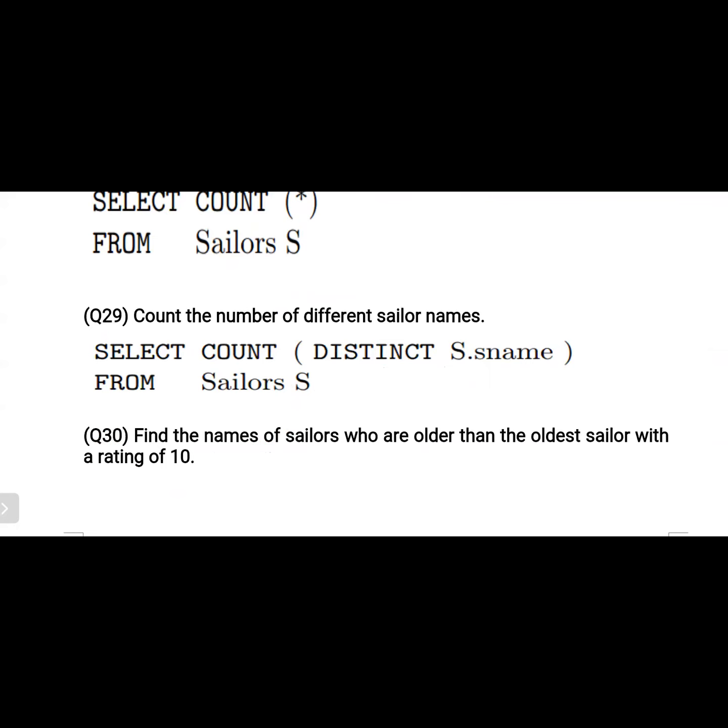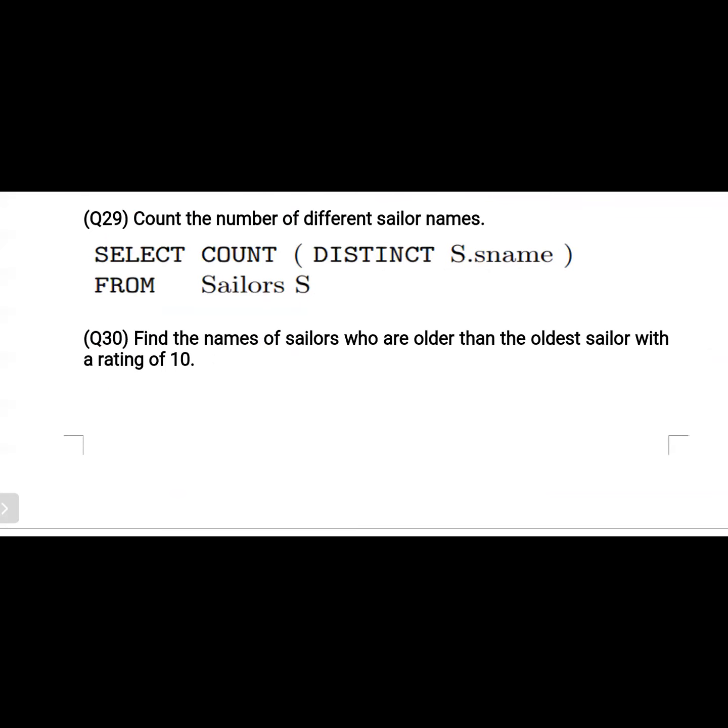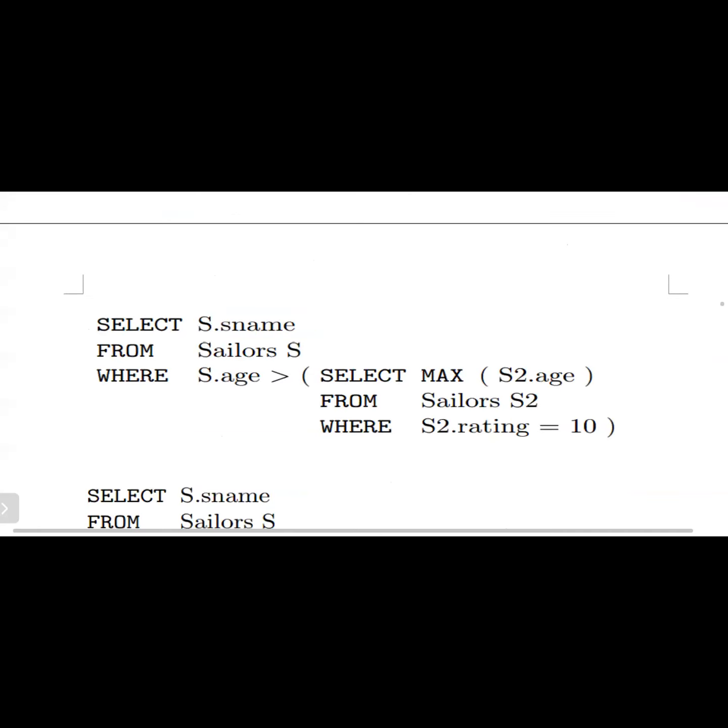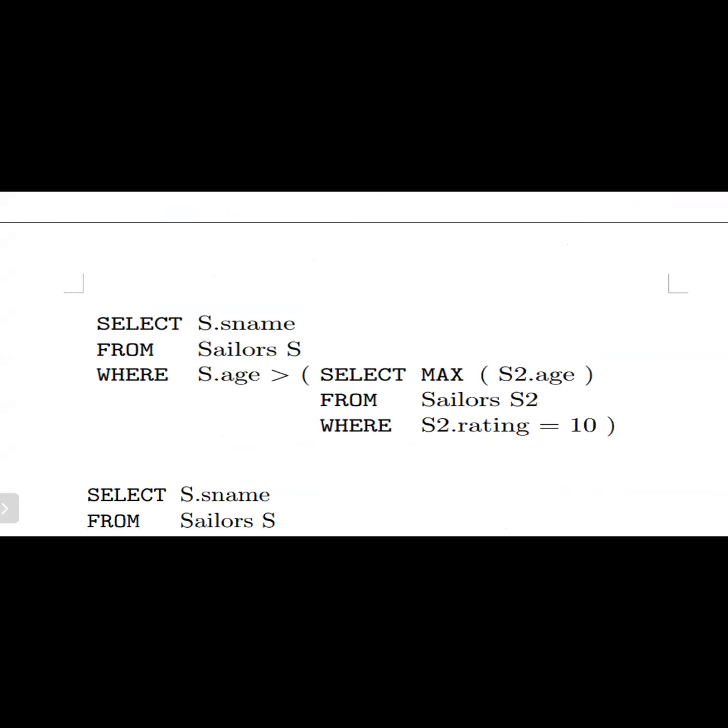Okay, find the names of sailors who are older than the oldest sailor with a rating of 10. Select s.sname from sailors s where s.age is greater than select max(s2.age) from sailors s2 where s2.rating equal to 10.